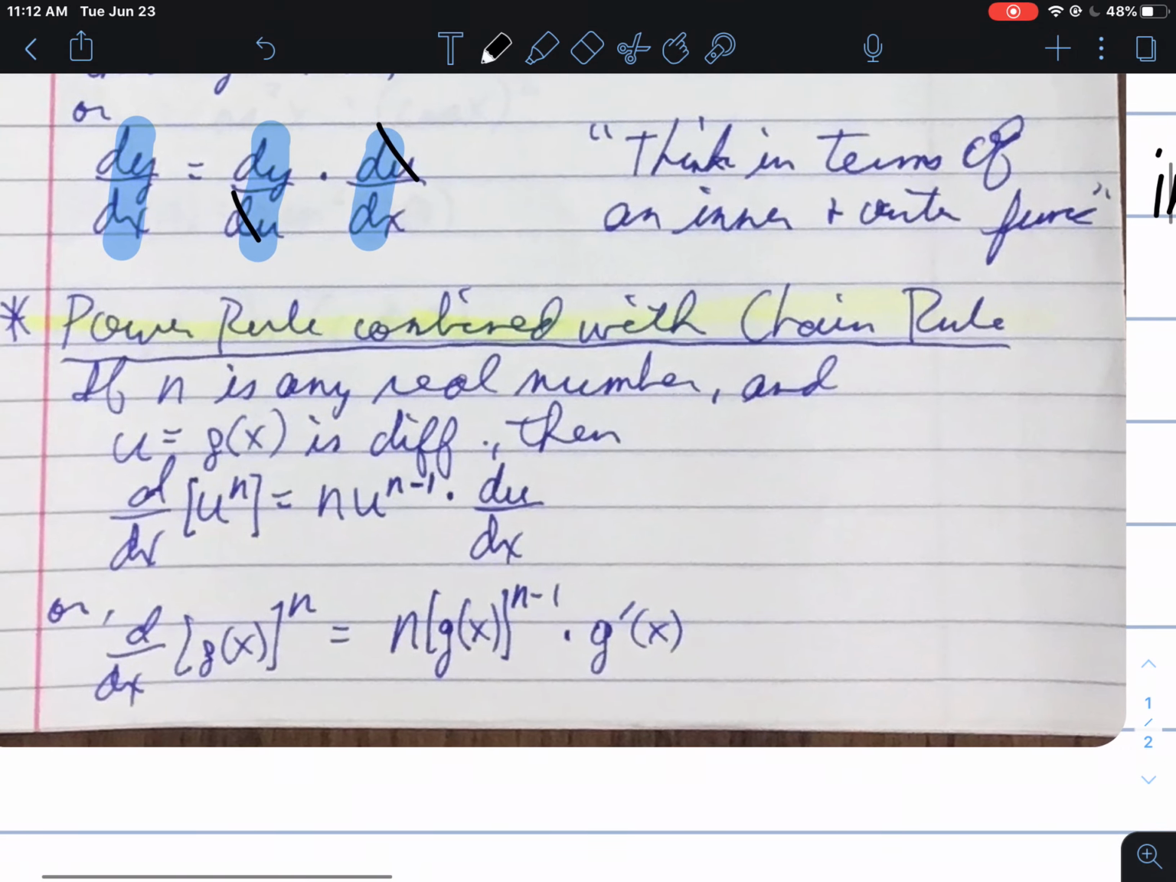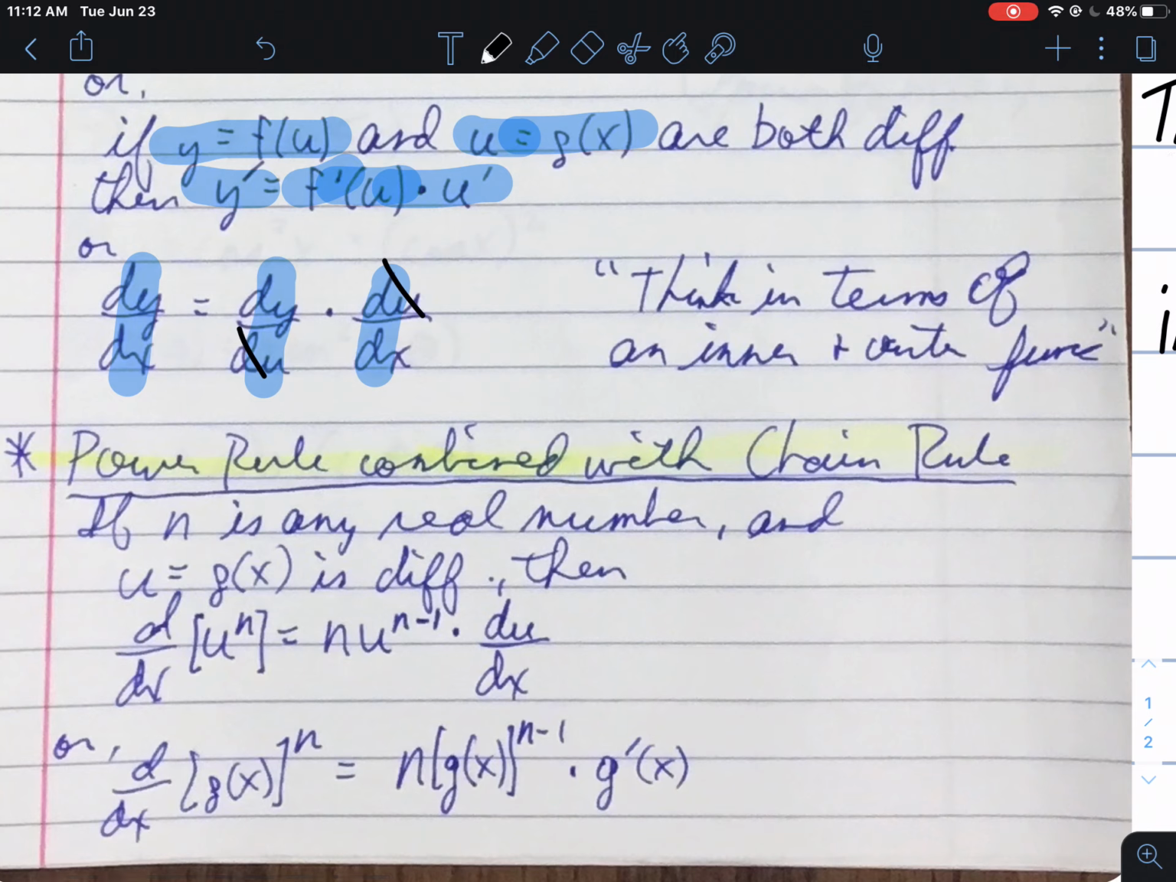So, for example, here's our power rule. Right, the power rule with those basic power functions. So power rule combined with chain rule. Here's what it looks like. If we have n representing any real number, right, that's with our definition. So if I have this function u equals g of x. Of course, if it is differentiable, we see that in all these definitions. Otherwise, I can't differentiate it. So if u equals g of x is differentiable, then the derivative of u to the nth power, right? So I take that function and raise it to the nth power.